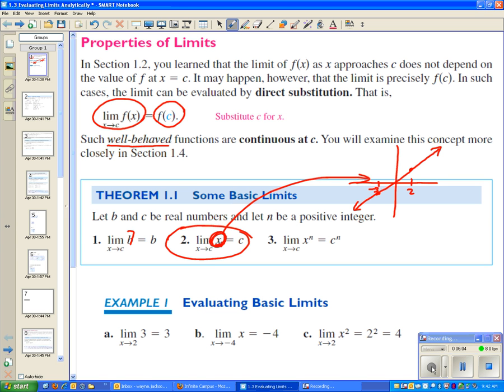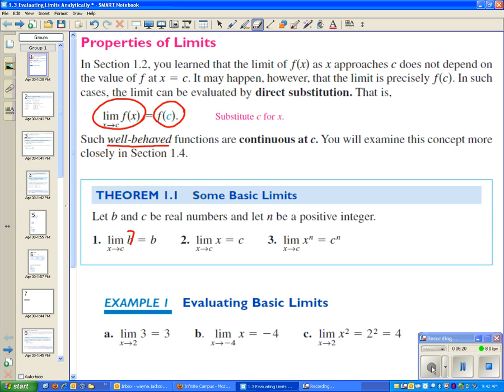So what's the limit of x as x approaches 4? 4. What's the limit of x as x approaches negative 2/3? Negative 2/3. All right? Now, the limit of x to the n as x approaches c equals c to the n.